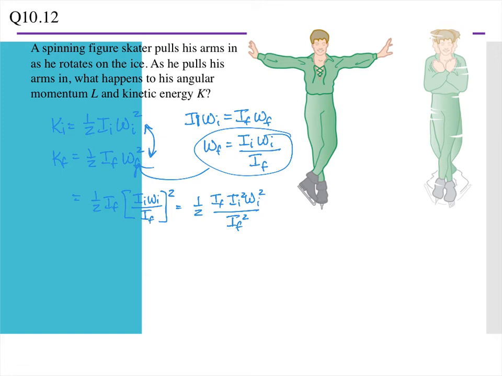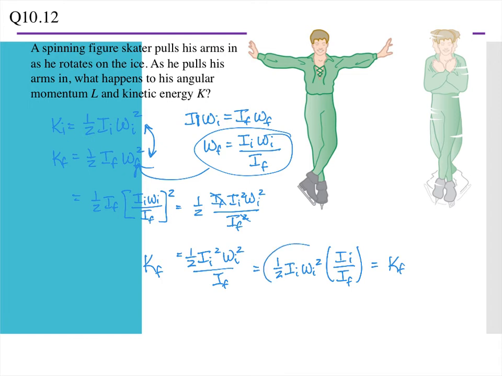So we've got kind of a mess right now, but let's try to simplify it. I'm going to get rid of one of these, and I get 1/2 I initial squared omega initial squared over I final. We might be feeling a little despondent because this looks messy, but what if we take out 1/2 I initial omega initial squared, and then we'd have to multiply that by I initial over I final. And this is all to write the final kinetic energy. So K final, now this is actually the initial kinetic energy.